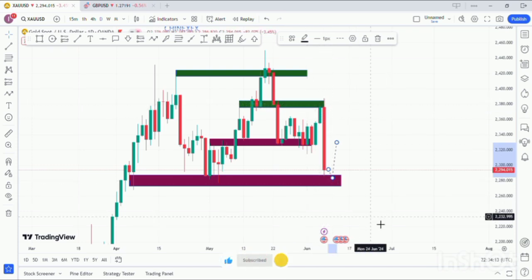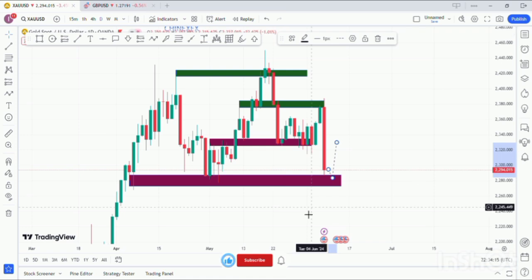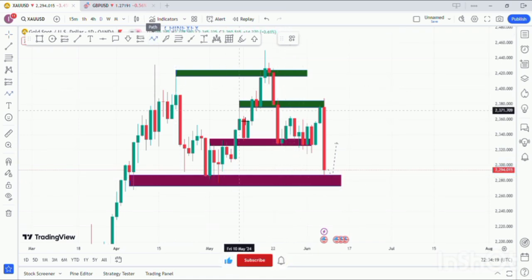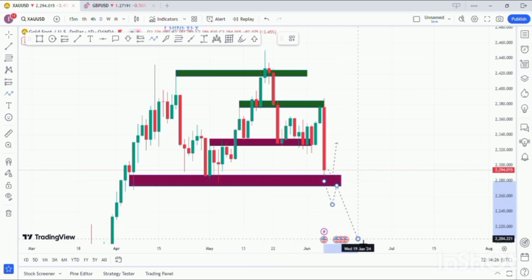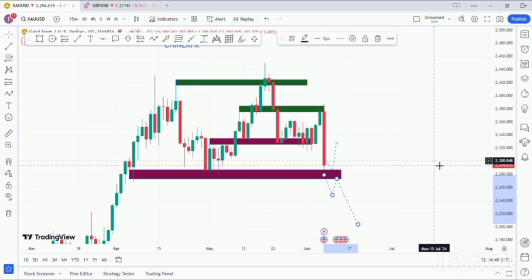But on the flip side, if price decides to break out of this support zone, this very valid support zone, we'll be expecting a breakout and then a retest of this zone before continuation to the downside, guys. Let's move on to the 4 hours time frame so we can see some other key zones that we need to also look out for, guys.